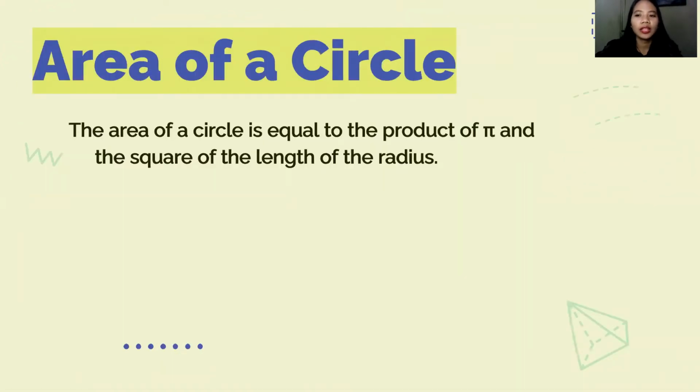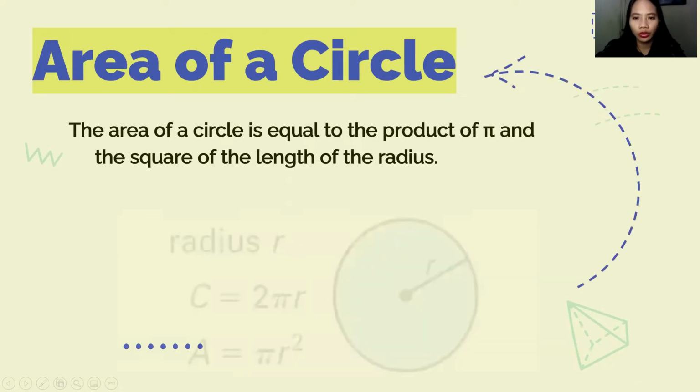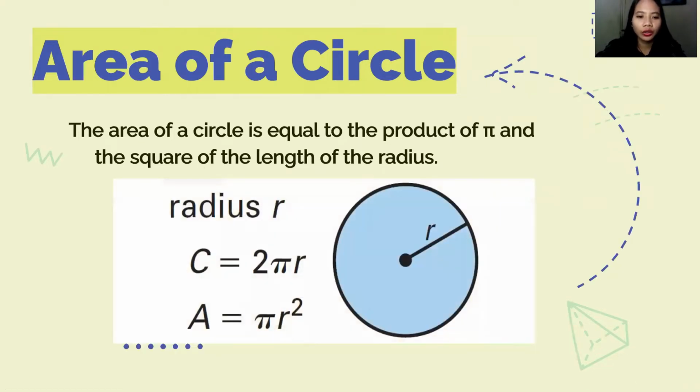Now let us proceed to the area of the circle. The area of the circle is equal to the product of pi and the square of the length of the radius. Here, our radius is from the center to the circle. To get the circumference of our circle, we use 2 pi r. But if we find the area of our circle, we use pi r squared.